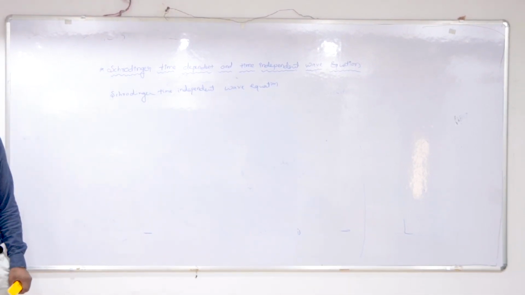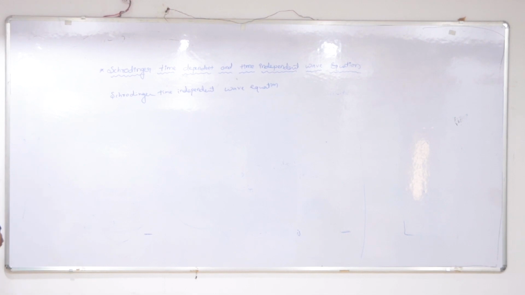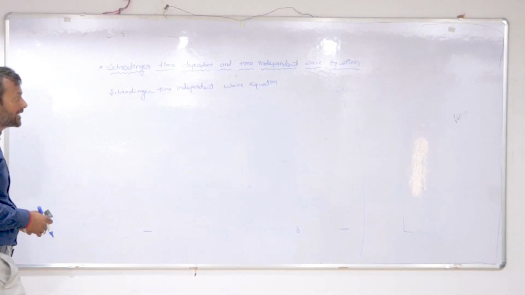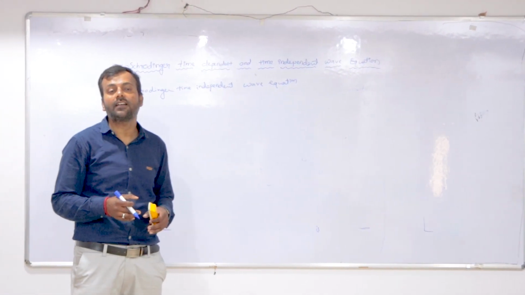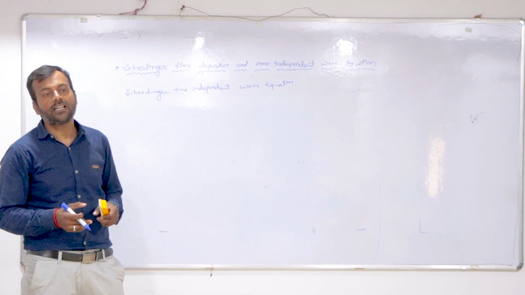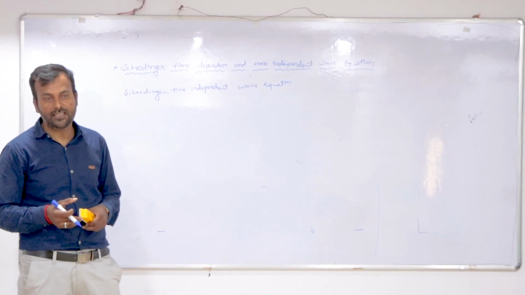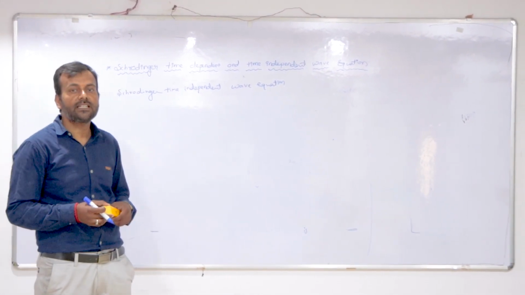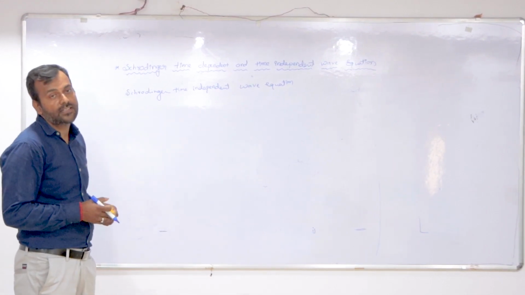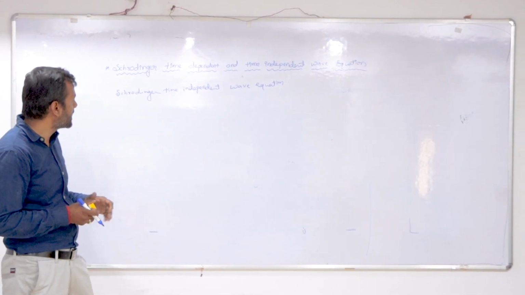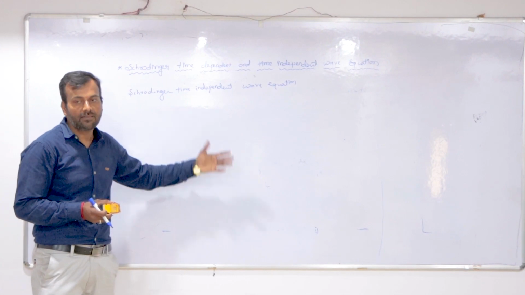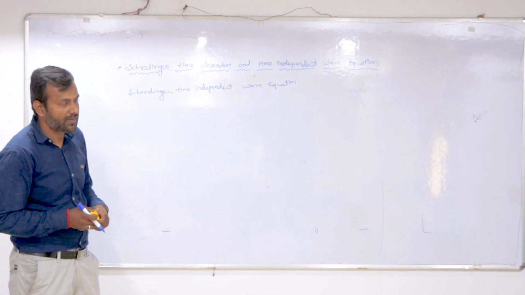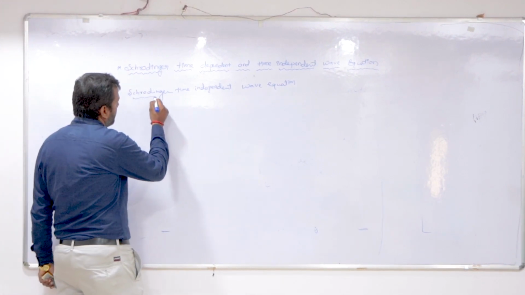So this Schrodinger equation is the most important equation in quantum mechanics, which gives the behavior of the wave. So what is its position, what is its energy, what is its potential. All this information will be given by this Schrodinger wave equation. It is time independent, meaning it is independent of time, that equation we are going to solve.